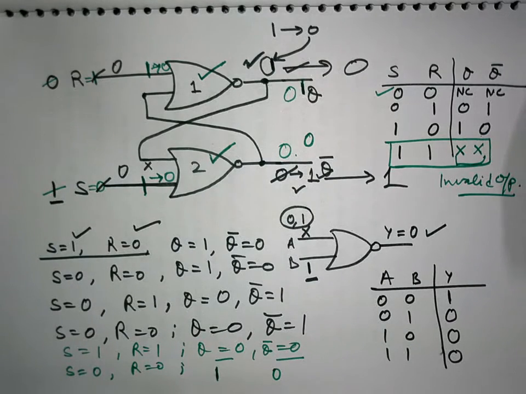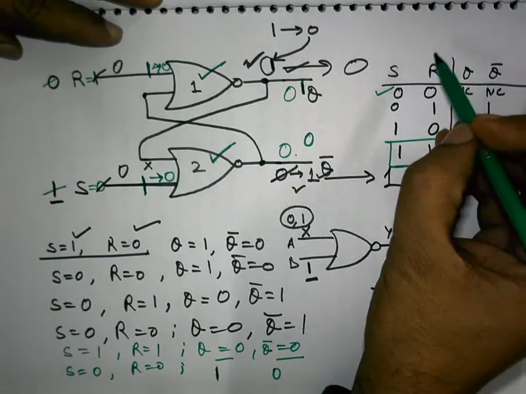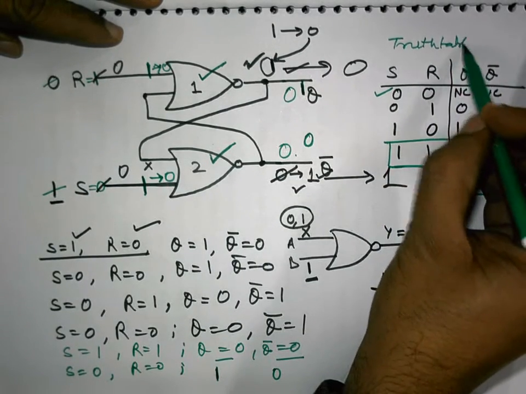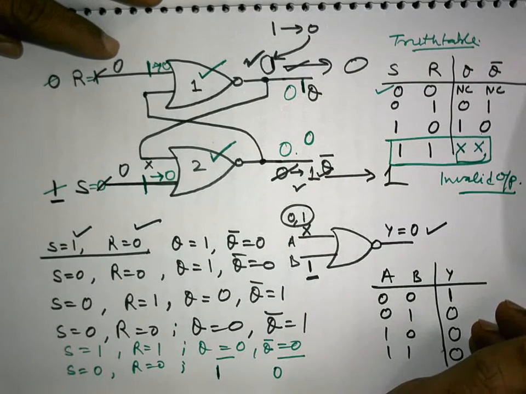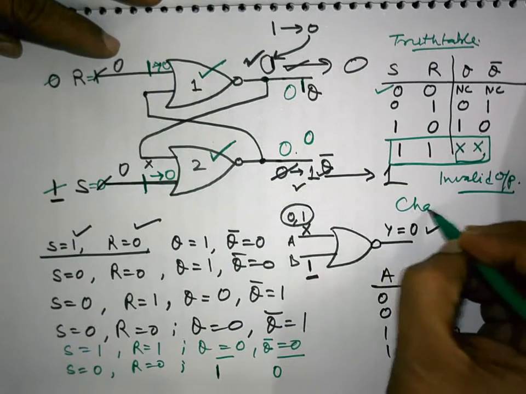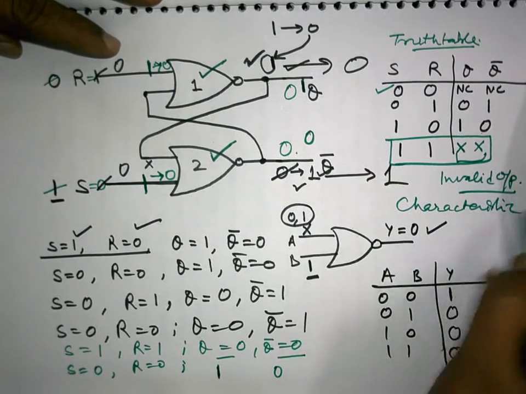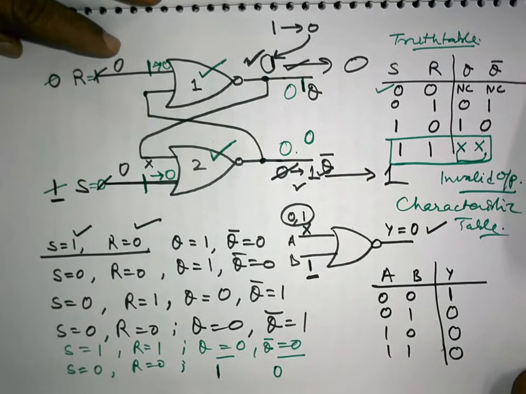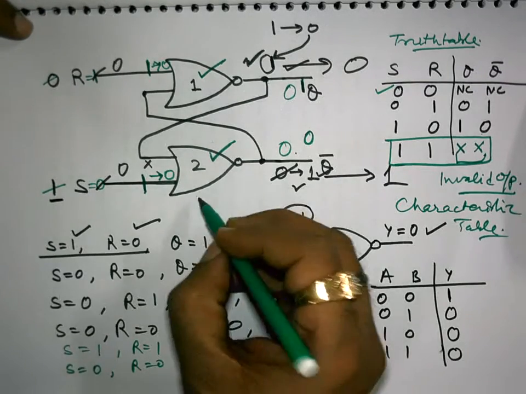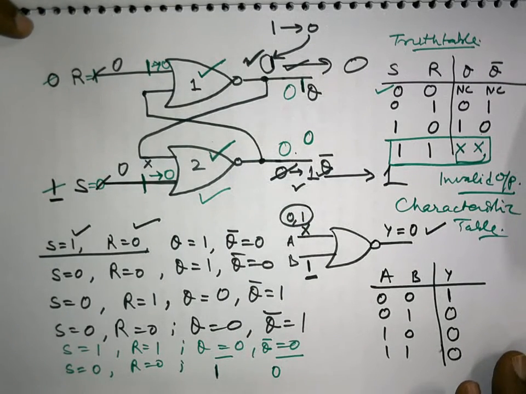This was all the analysis of the, sometimes in some books this is called truth table of SR flip-flop, but it should not be called a truth table, because the term truth table is always used for the combinational logic circuit. It is characteristic table. It is characteristic table of SR flip-flop. In some other form also I will make this characteristic table, but this is one form of the characteristic table of SR flip-flop, made up of NOR gate.